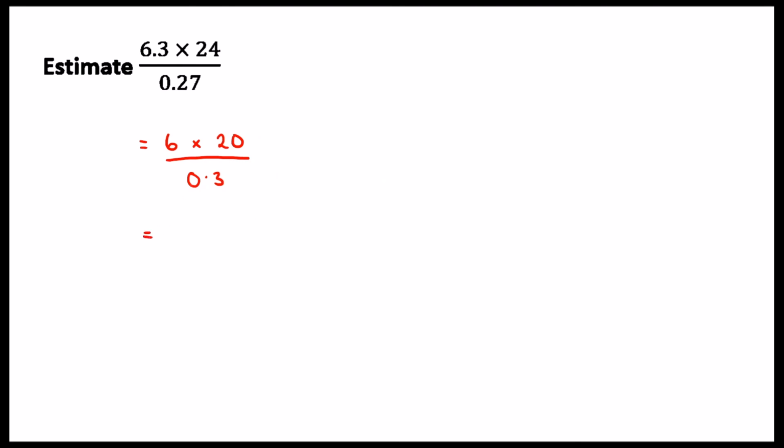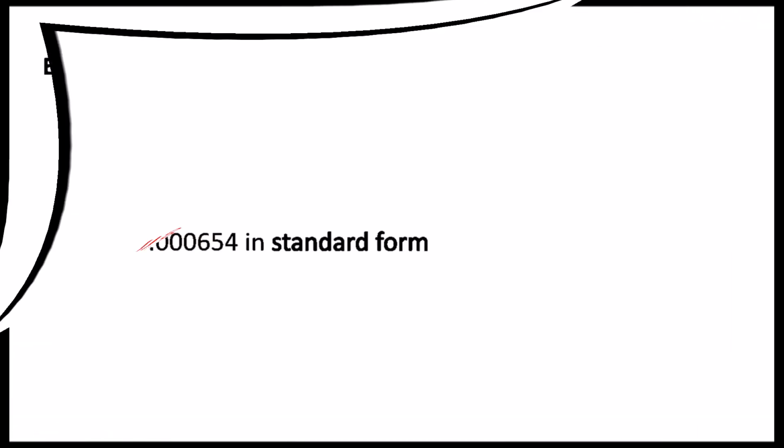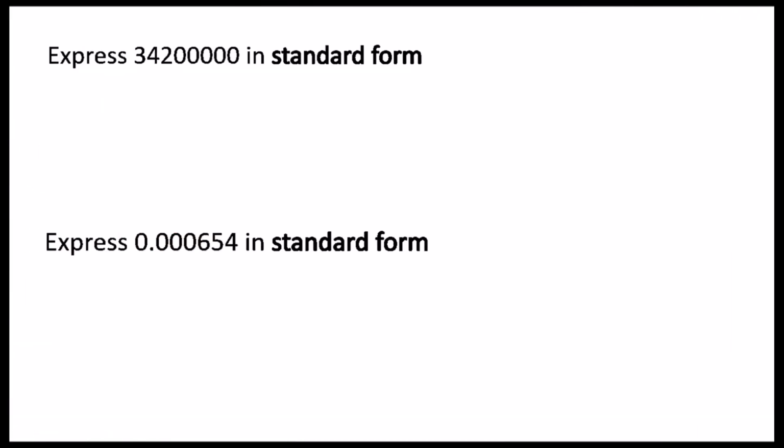I know that on the top 6 times 20 is 120, and we want to divide that by 0.3, and we can write this as an equivalent fraction by multiplying the top and bottom by 10, so that's 1200 divided by 3, which is a bit easier to work out. I know that 1200 divided by 3 is 400, so therefore that would be the answer as an estimate to the question. The final type of question will ask you to express a value in standard form.